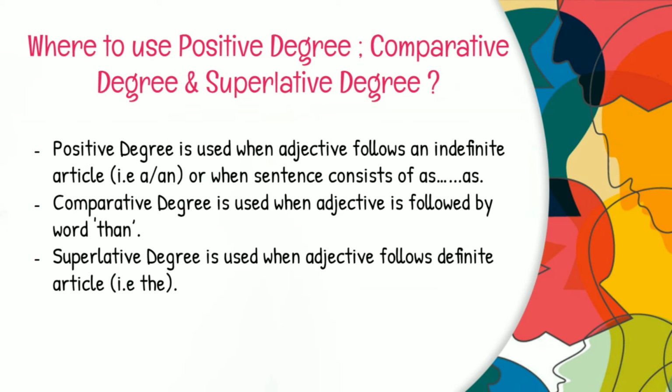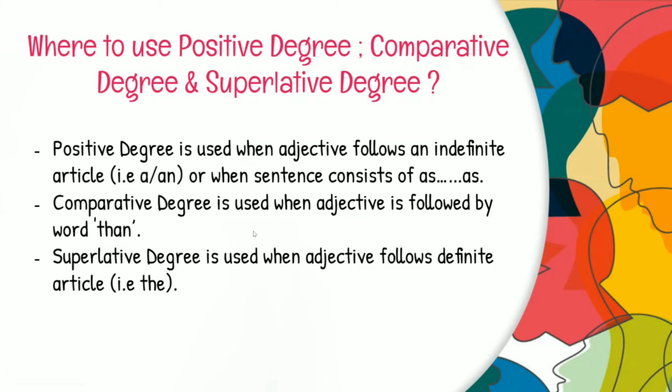Even if you forget the rules of ER, EST and all, whenever the sentence is having positive degree, before the adjective there will be indefinite article, that is a or an, or the sentence will consist of as. How as or as? It is like she is as beautiful as her, he is as tall as him. And a and an in the form, it is a beautiful painting, it is a red dress.